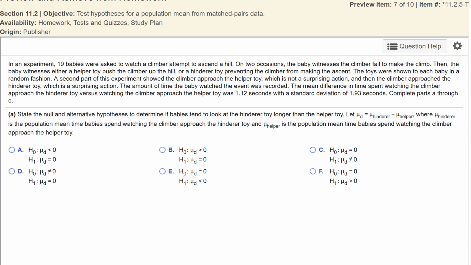The toys were shown to each baby in a random fashion. A second part of the experiment showed the climber approached the helper toy, which is not surprising action, and then the climber approached the hinderer toy, which is a surprising action. The amount of time the baby watched the event was recorded. The mean difference in time spent watching the climber approach the hinderer toy versus watching the climber approach the helper toy was 1.12 seconds with a standard deviation of 1.93 seconds. Complete parts A through C.